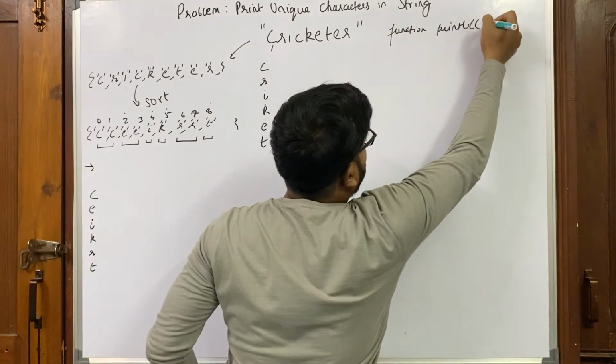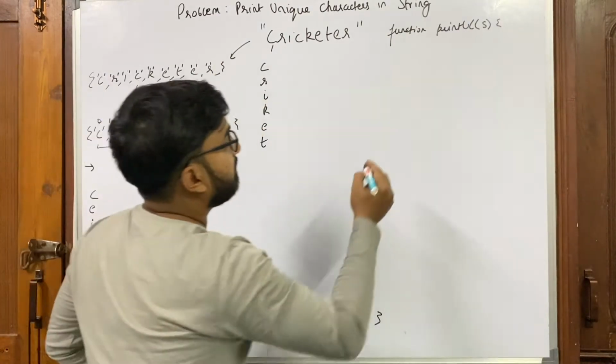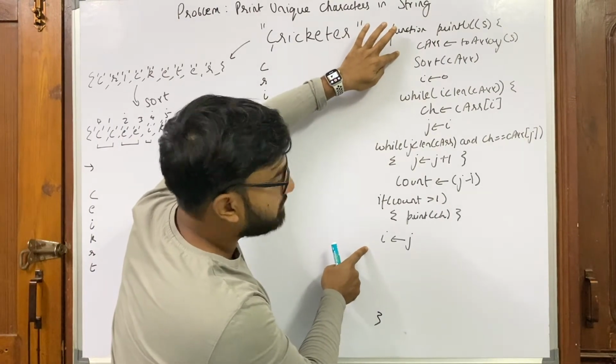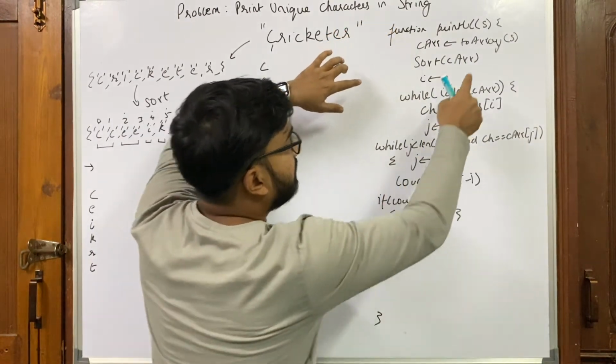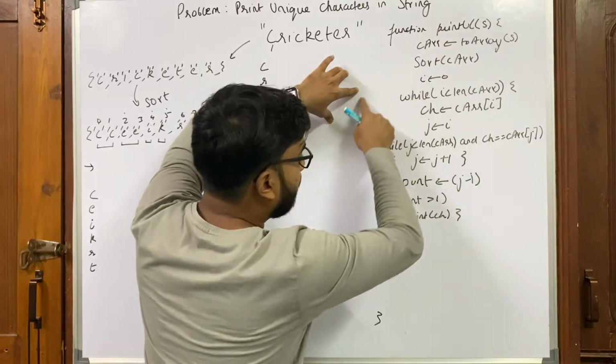Okay, unique characters in this string S. Writing the pseudocode for printing duplicate characters in a string. So this is the pseudocode that prints the duplicate characters in the string. It starts with the string S, converts this string S to a character array, sorts this character array, and then follows this algorithm.